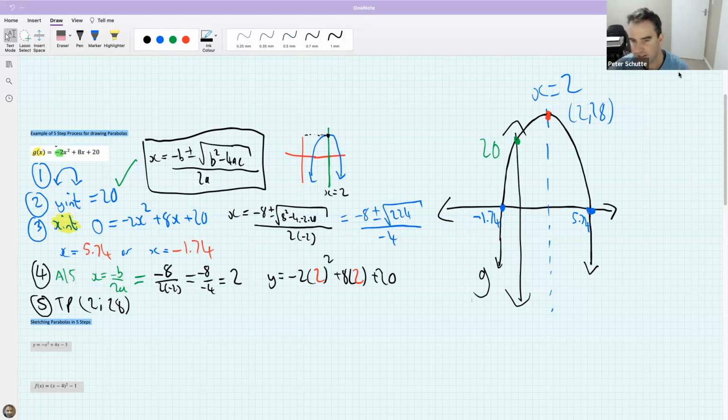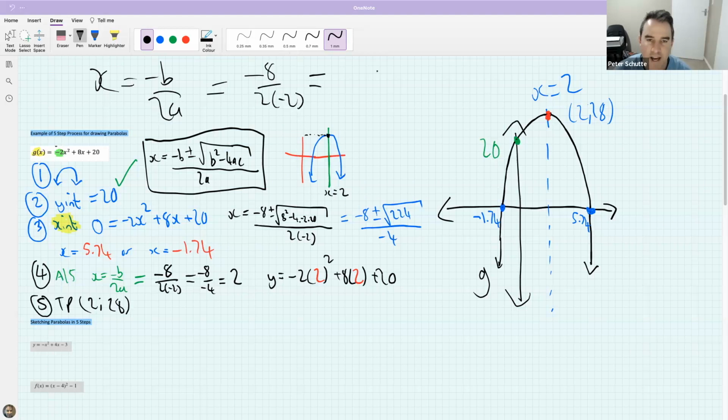Okay, Joy is saying, please repeat step 4. So step 4 is a formula for finding the axis of symmetry. And if your graph is in standard form, you go minus b over 2a. And so since b was 8, I get minus 8 over 2 times minus 2. So that's a formula. However, it's also not wrong to take the average between the two roots. So if you go 5.74 plus minus 1.74 and divide it by 2, you'll also get the right answer. That's not wrong.